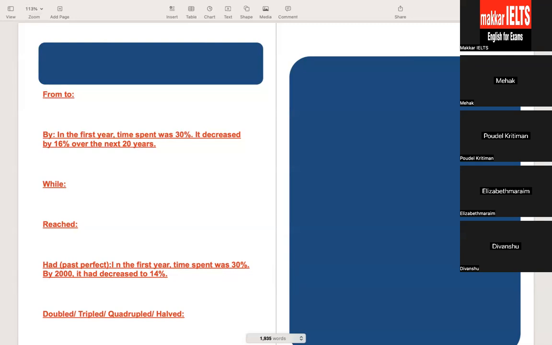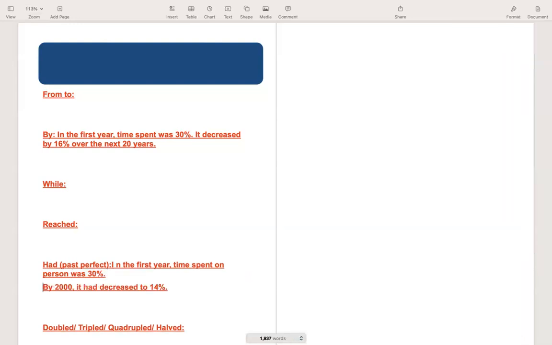So this one is not clear. It's simple. When you're writing, once you write the first one, time spent on phone was 30% in the first year, that's done. When you come to the second sentence, write the year first. Write a "by", then write the year, for example, by 2000. Then, instead of writing "it decreased", you're going to write "it had decreased". That's the change you're going to make. And there's a reasoning for it, but I'm not doing the reasoning today because that extends my class. If you want me to cover it, I'll cover it. It had decreased to 14%. That's it, nothing else.